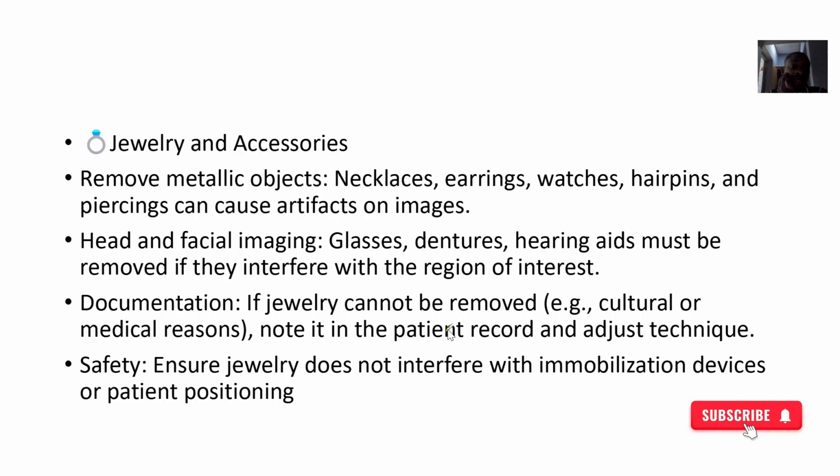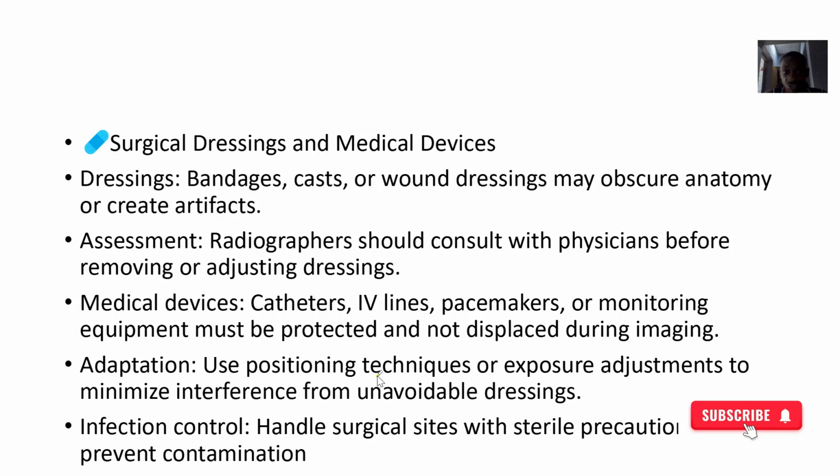So the next thing you look at is the jewelries and accessories. You make sure that they have removed every metallic object on their body: necklace, earrings, watches or hairpins, piercings, because it could actually affect the image quality. Also, head and facial markings, all those glasses, dentures, hearing aids must be removed. So you document. If jewelries cannot be removed, maybe for cultural or medical reasons, you have to state it in your report. So safety ensures that jewelries do not interfere with immobilization devices or patient positioning.